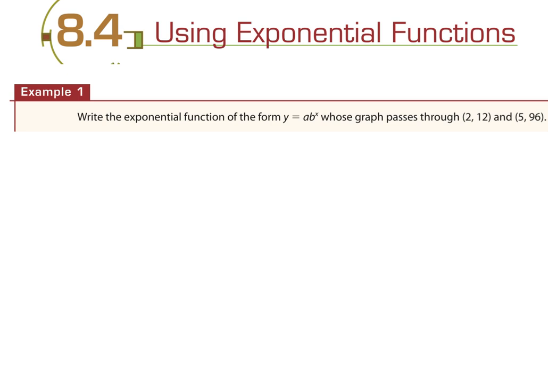So what we're going to do is take this form and plug in what we know. We know our x and our y, and we know 2 of them, actually. So we're going to set up 2 of these. For the first one, my y is 12, which equals a b to the x, where x is 2. For the second one, my y is 96, which equals a b to the x, where x is 5. From this, we can actually solve.